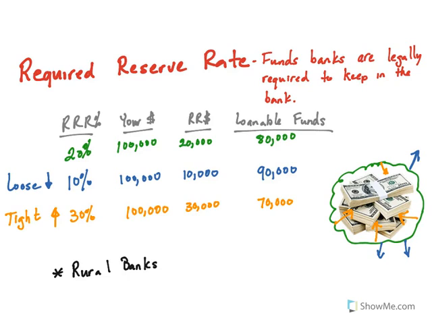If the normal required reserve rate is 20%, a rural bank may have a required reserve rate of 17%, meaning that they are able to provide a greater percentage of loanable funds to serve their community so they can buy houses, buy boats, send their kids to college, whatever they may need the loan for.